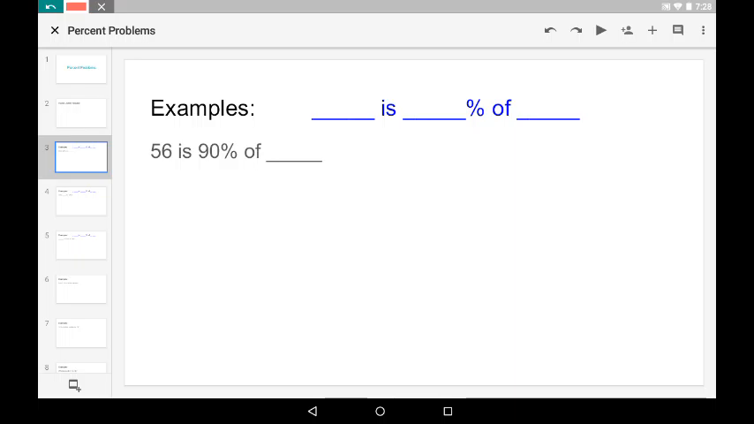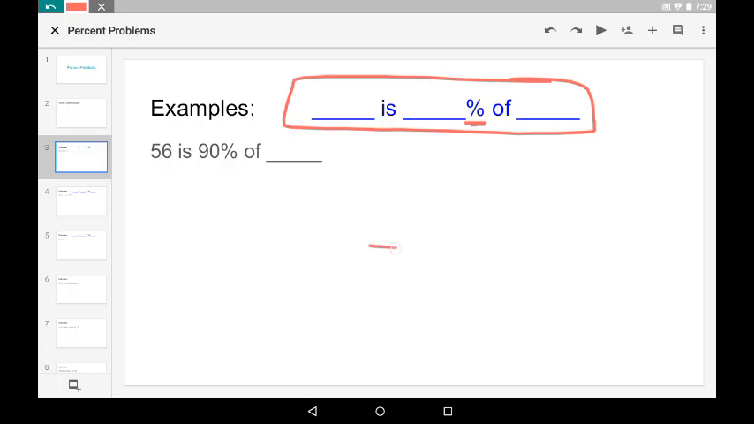So the first few examples all have something like this. These are like the worksheet that you're going to be given out. So you're given basically three numbers. You're always given 100 because it's percent. Percent means out of 100. So you're always going to be able to do this first. And then you're going to have to figure out your other two numbers that you're given, where they go.